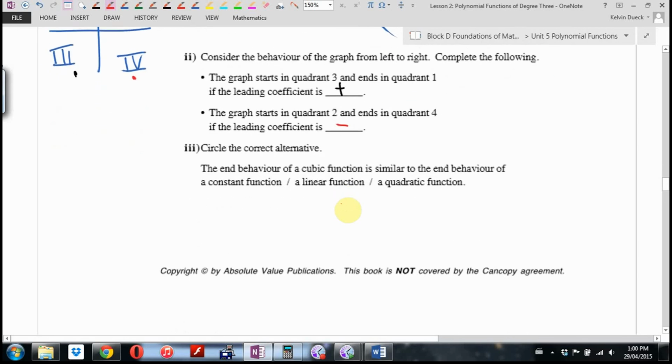It says, circle the correct alternative. The end behavior of a cubic is similar to the end behavior of a line. As it goes further out, it looks more and more like a line. In the middle, it's got the wavy bumps. What was the degree of a linear function? 1. What's the degree of a cubic? 3. Are these both odd numbers? They're both John Travolta functions. Very odd.